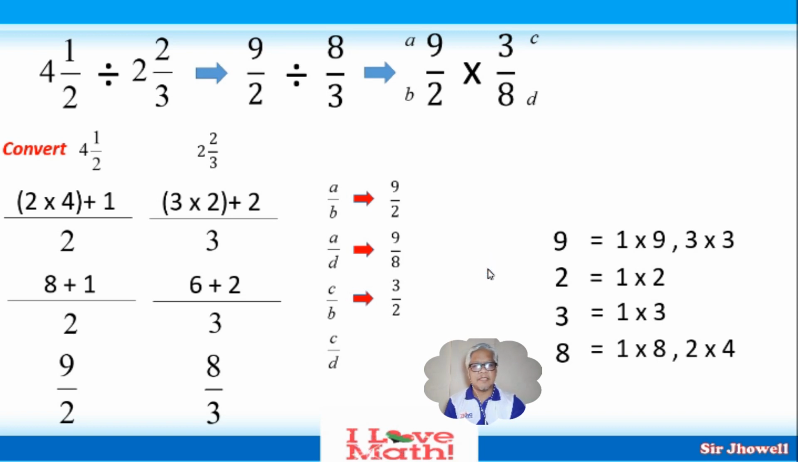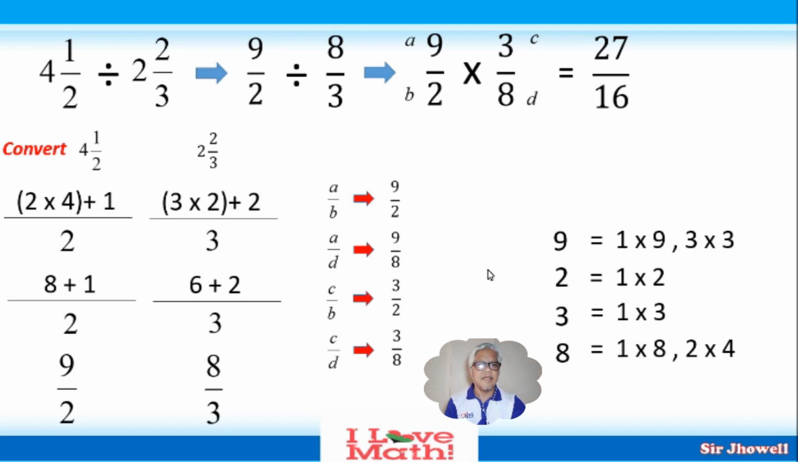And last pattern, C over D. So, we have 3 over 8. The only common factor is 1. Wow! Wala tayong na-cancel. So, dahil wala tayong na-cancel, proceed directly dun sa multiplication ng numerator times numerator over denominator times denominator. What is 9 times 3? The answer is 27. What is 2 times 8? The answer is 16. Now, if you look at your answer, 27 over 16.